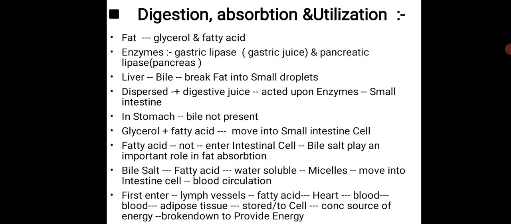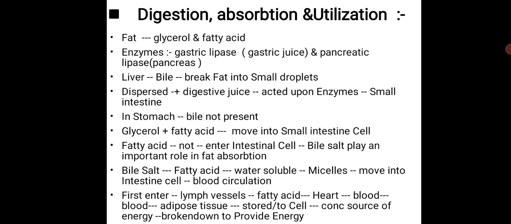And what does bile salt do? The bile salt acts on the fatty acid and makes it water soluble, forming micelles, and the micelles move into the intestinal cell and then into blood circulation. So bile salt converts the fatty acid into water-soluble micelles, and these micelles then move into the intestine. So in micelle form, the fatty acid enters the intestine.